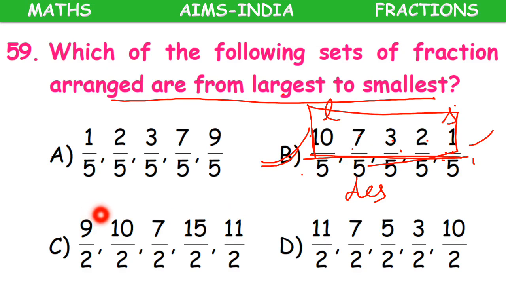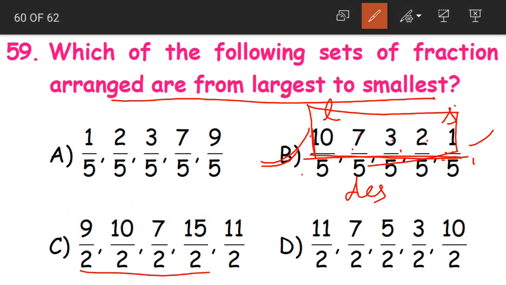Again, I am explaining options C and D also, as to why they are not our correct answers. See, here we are having 9, 10, 7, 15, 11 children. Now here also the denominators are same, but the numerators are not arranged in a specific order. 9 is the smaller one, then 10 is bigger, again 7 is smaller, 15 is bigger, 11 is the smaller number again. Yes, they are not in an order.